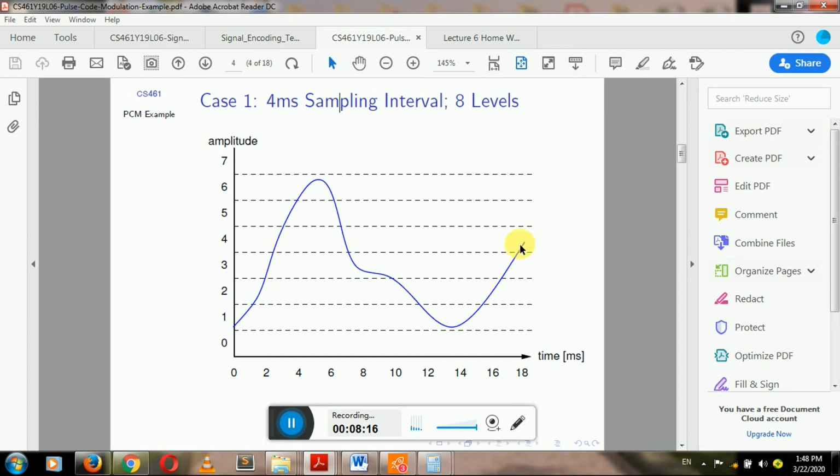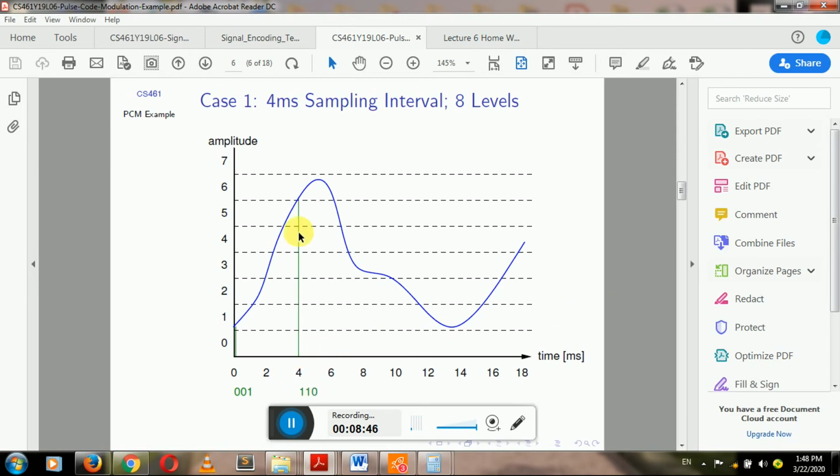So then, for the first one, we find the magnitude of this analog data. It falls in the first level, so we change that into binary 001. We have 8 levels M, so we change it into binary with 3 bits, since 2 to the power of 3 is 8. Then the next sample interval is given as 4 milliseconds, so we will take a 4 millisecond interval.